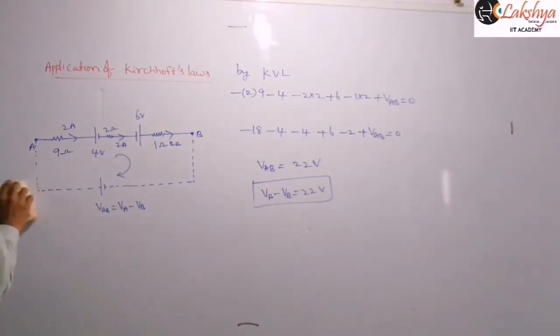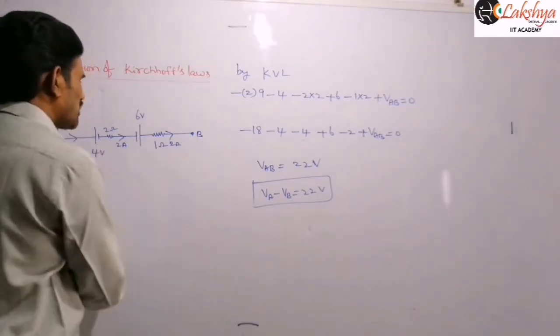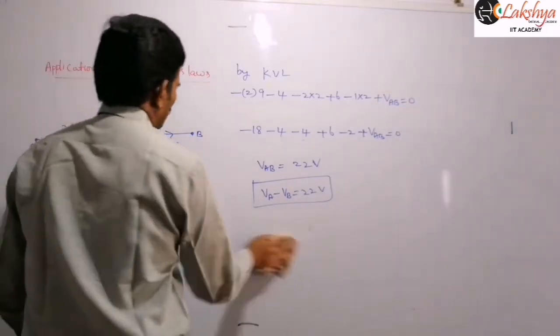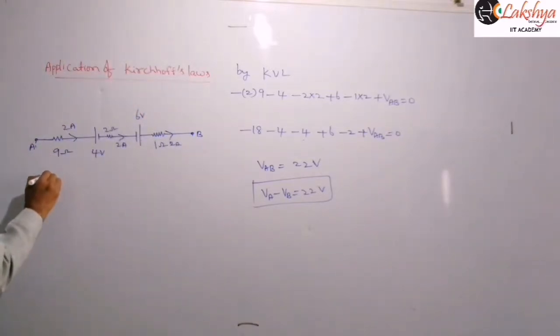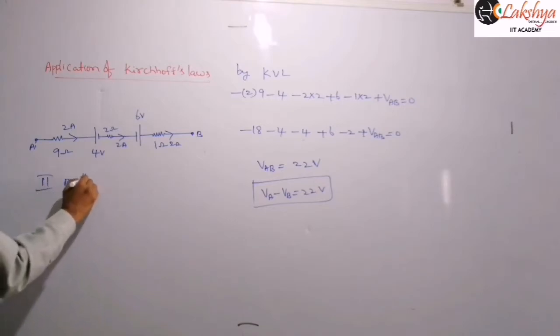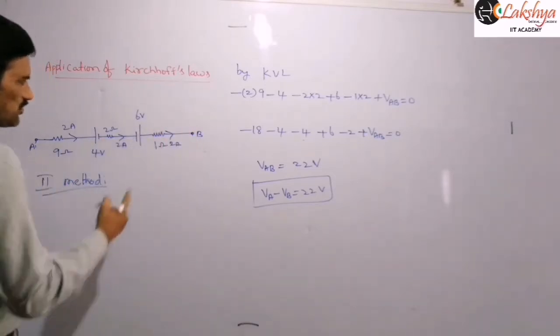And now I am saying that without taking this assumption also, you can directly apply Kirchhoff's law. Let us see how to apply Kirchhoff's law here. So now I am saying by the direct method. This is the second method. So in the second method we write from this point up to this point B.